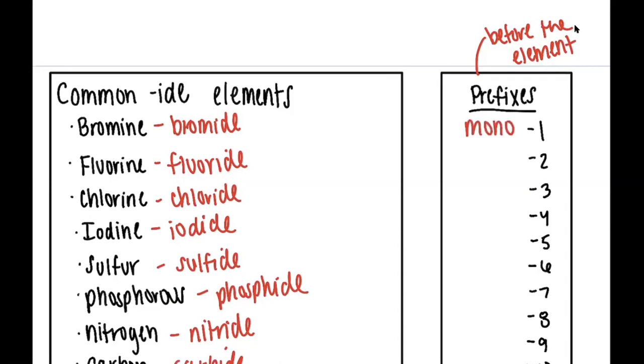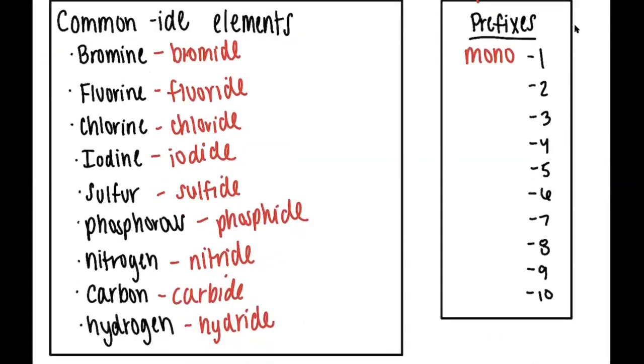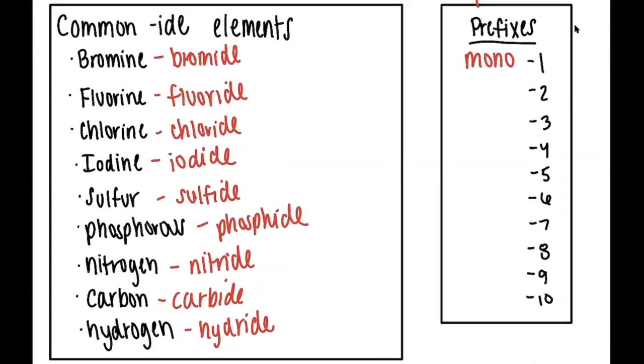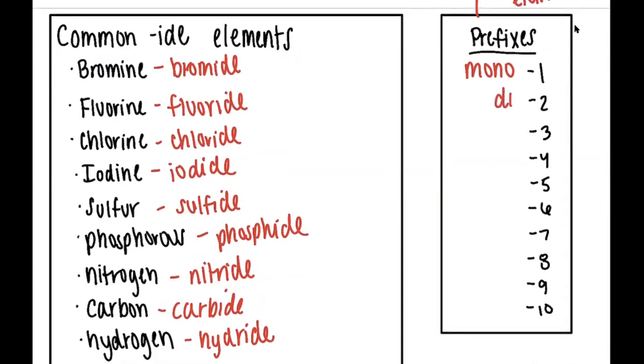So if I said monobromide, that would mean you have one bromine. Now, Lisa, if I said di, what does that mean to you? I'm really lost. That's all right. How about I just fill these in and we'll talk about it as we go. So mono means one. Di means two. Tri means three.